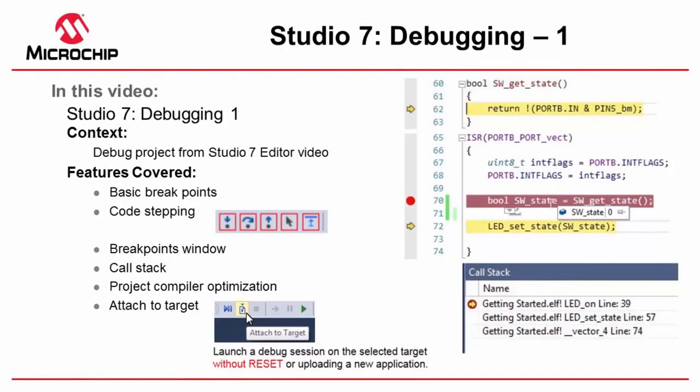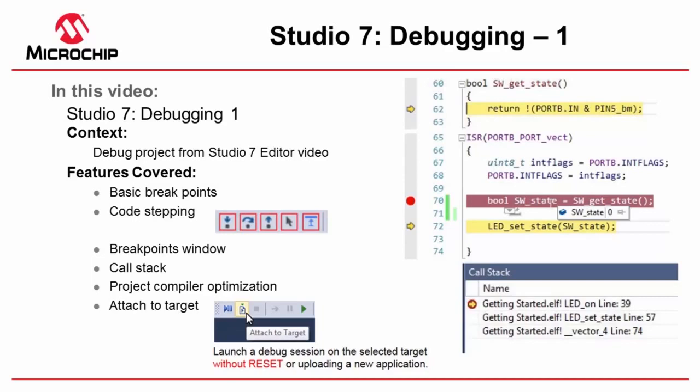So in this video I'm going to be covering some of the basic features of debugging in Studio 7. The project we're going to use is following on from what we built up in the Studio 7 editor video. So we're going to cover basic breakpoints, code stepping such as stepping into, over, out of functions, the functionality available to us in the breakpoints window in terms of managing breakpoints. We'll have a look at the call stack and see where functions are being called from and seeing if this call stack is as expected.